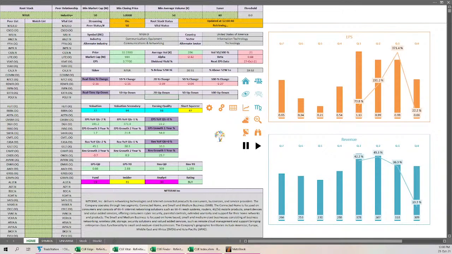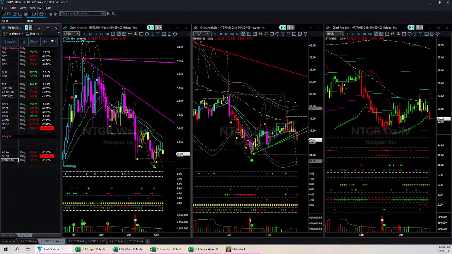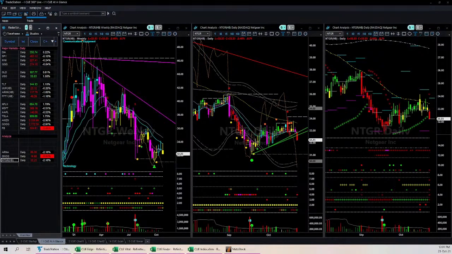However, shorting fundamentally strong stocks is okay for short-term trading if we have industry weakness and a technical short setup. Let's look at the industry. Netgear, communications equipment. This is a very weak industry, so that allows me to short. Let's look at Netgear again. Netgear, okay. So we are left with two possible candidates.